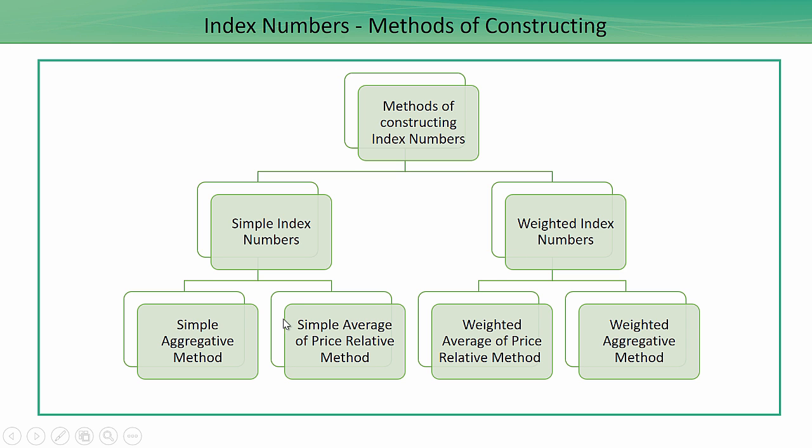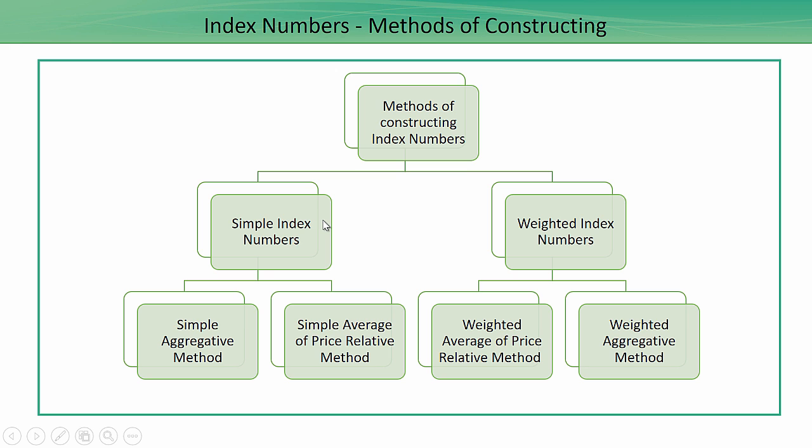Now again, under simple index number, we have the simple aggregate method and we have the simple average of price relative method. Whereas under weighted index numbers, we have the weighted average of price relative method and weighted aggregate or aggregative method. Now, let's understand one by one.